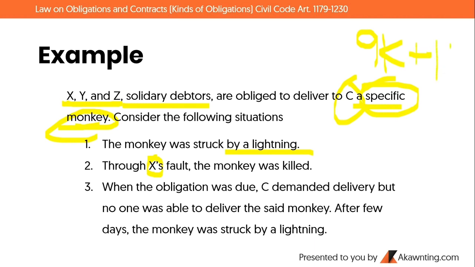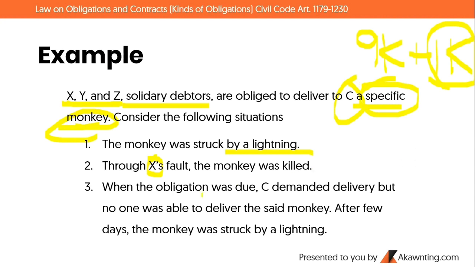At ang damage ay let's say 1,000. So, all in all, 10,000. Ang babayaran ni X ay yung share niya sa 9,000 which is 3,000 plus yung damages. So, all in all, 4,000. Si Y and Z naman yung share lang nila na 3,000. Okay? So, next, number 3.